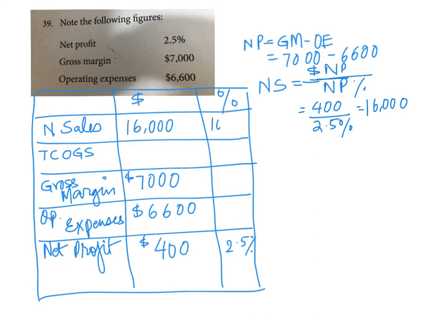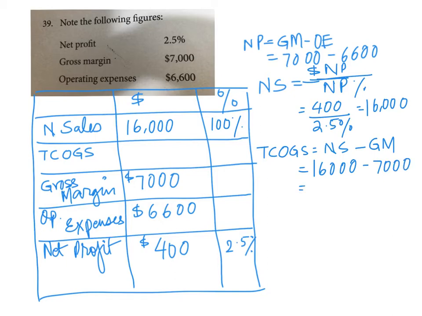We also know that net sales is always 100% since it's the base for calculating percentages in the P&L statement. So now from the dollar column, we only need total cost of goods sold. So total cost of goods sold will be equal to net sales minus gross margin, which is equal to $16,000 minus $7,000, and this is equal to $9,000.